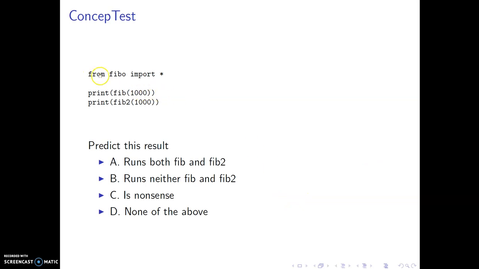You can also use things like this. So from fibo import asterisk. This is going to import, well, now I'm telling you the answer. What do you predict this will import? I actually can run both fib and fib2, which kind of gives you the answer here. Predict the result. Will it run both fib and fib2, or will it run neither? Is this complete nonsense or none of the above? I couldn't think what else to say, hence none of the above. Okay, try it out. When you use this asterisk, what's happening? It's going to import every single function within fibo, which in this case is fib and fib2. Now I've pretty much given it away, but that's okay.